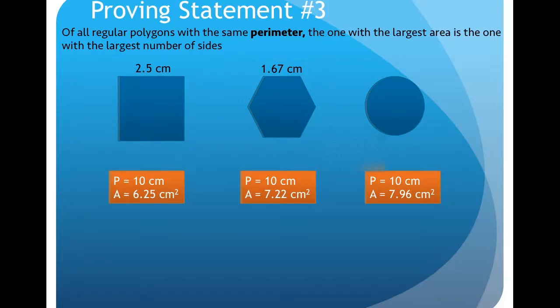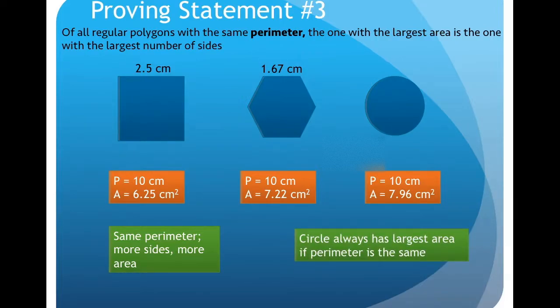So the one with the fewest sides is the square, which has 4 sides, but the hexagon has 6 sides, which is bigger than the square with 4 sides. But then we have this weird circle. The circle has 7.96 centimeters squared area. But we really don't know how many sides it has, so just keep that in mind. Same perimeter, more sides, more area. And just because I wanted to add it here, the circle always has the largest area, always, if it has the same perimeter as another polygon.